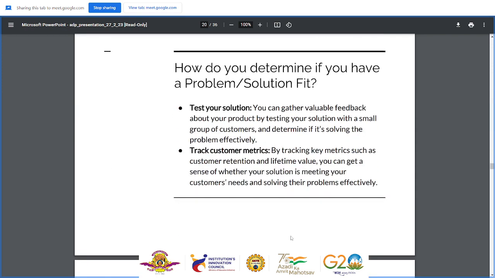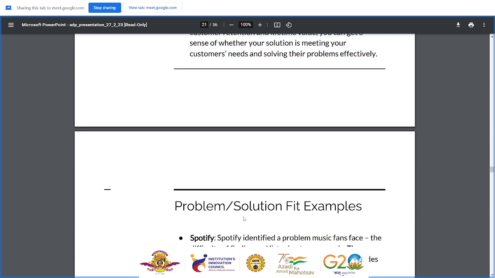Then always remember that whatever we have prepared is valuable, and that can be done on-site with your feedback and also testing with a small number of customers properly. Then also by tracking the different types of customer metrics so as to get the retention and problems identified.